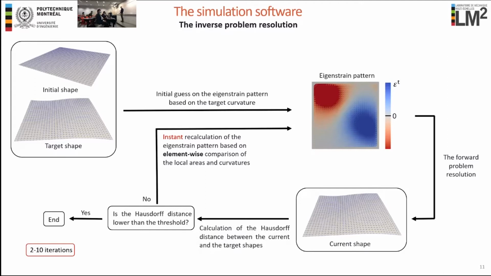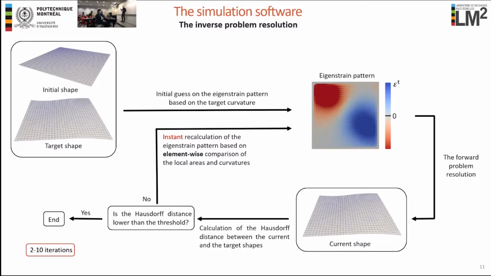This current shape is somehow similar to the target, but does not reproduce it exactly. So the algorithm essentially evaluates the discrepancy between the current and the target shape. This discrepancy is evaluated in terms of the Hausdorff distance, which is in fact the maximal local discrepancy if we superimpose the two plates as well as possible. So it is one number. If the Hausdorff distance is higher than a certain predefined threshold, then the algorithm recomputes the eigenstrain pattern element-wise based on comparison of the local areas and curvatures of the target and the current shapes.